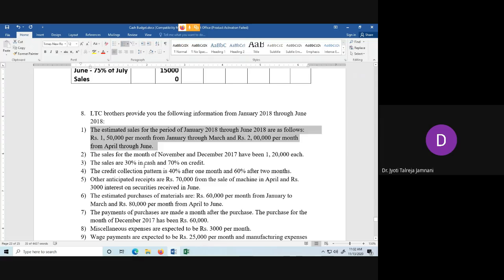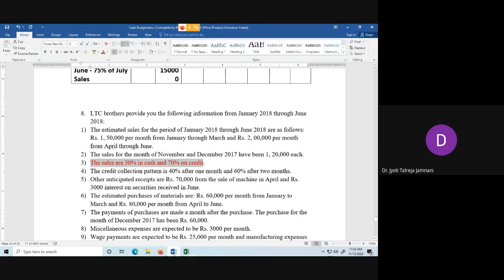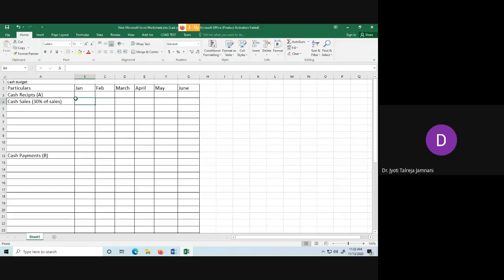The third point, the sales are 30% in cash and 70% on credit. So first we will record the cash sales, which will come under the receipts, because when you sell goods, you receive money. So cash sales, in brackets you mention 30% of sales, because 30% of the total sales are cash sales. The sales are 1,50,000 from January to March and 2 lakh from April to June. So of 1,50,000, you need to find 30%, which comes to 45,000.